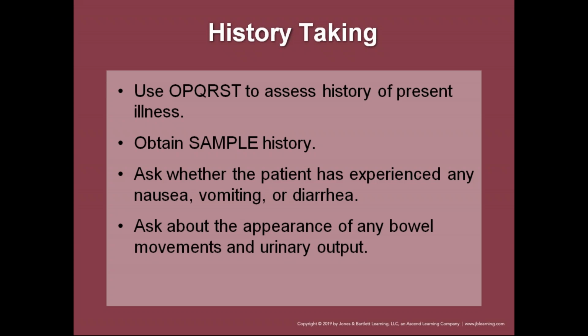Urine output. It's important, especially when it's related back to possible kidney stones, or even as it relates to possible UTI, if they have any blood in their urine or any pain during urination. So again, do a good thorough assessment when you're doing your history taking.